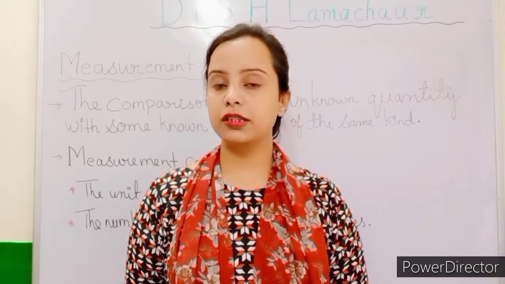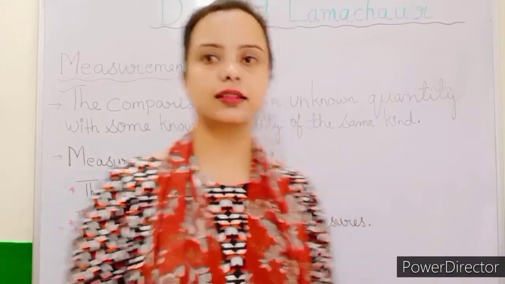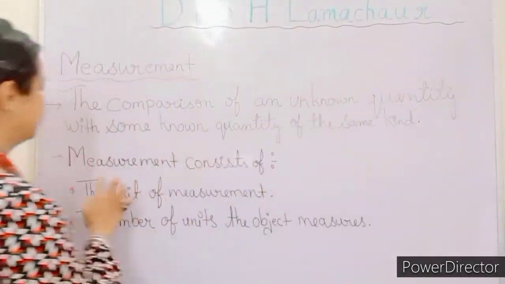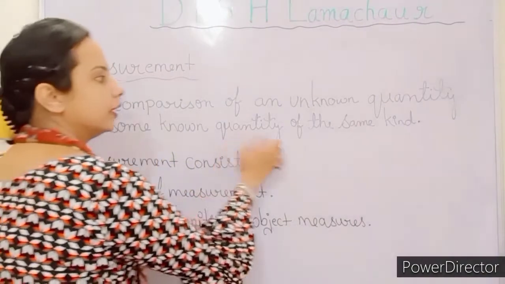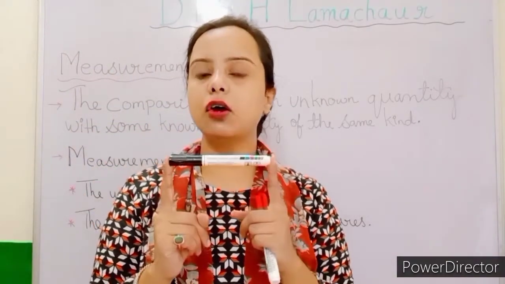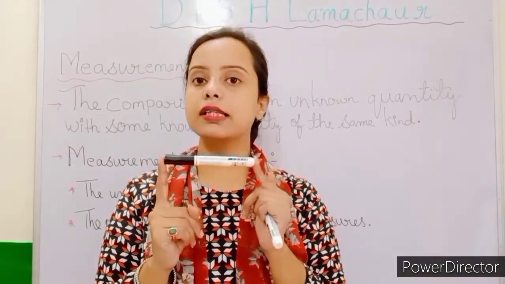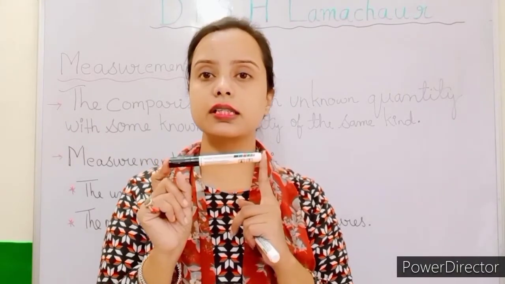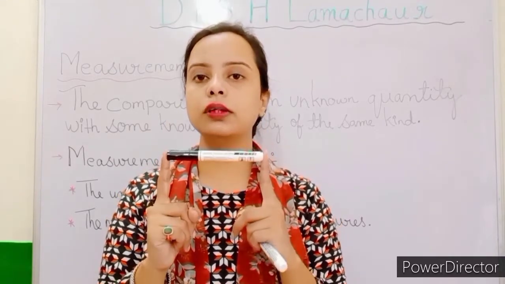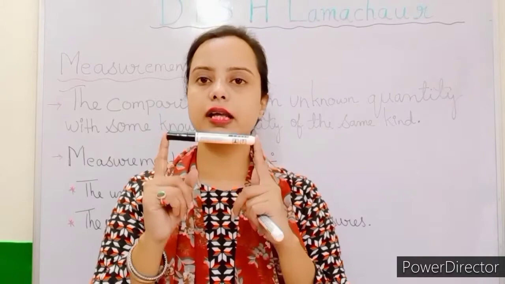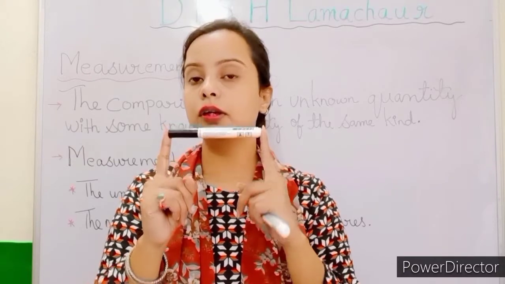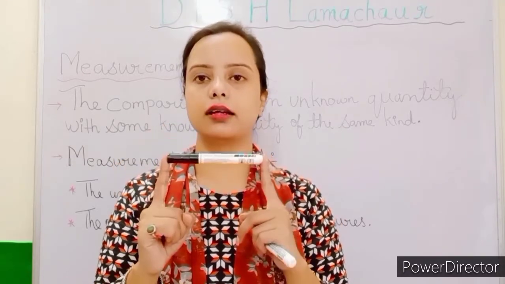So the very first topic of this chapter is measurement. Measurement is the comparison of an unknown quantity with some known quantity of the same kind. For example, we have to measure the length of this marker. How will we measure it? We will measure the length of this unknown marker with a known scale. With the help of the scale we can measure the length of this marker.